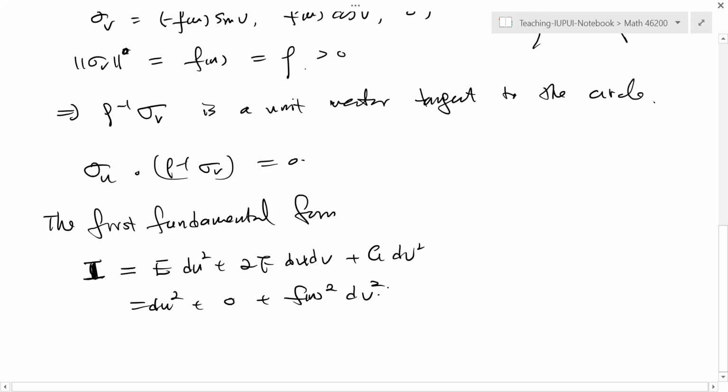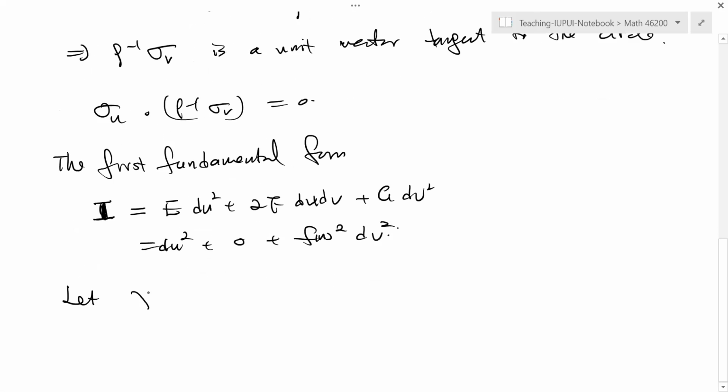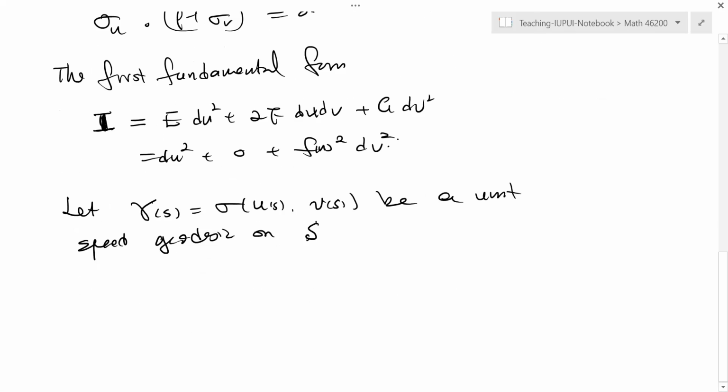In my last class, I used that with geodesics. Let's consider geodesics. Let gamma of s, which is sigma of u of s, v of s, be a unit speed geodesic on this surface. Let's take a look at this.